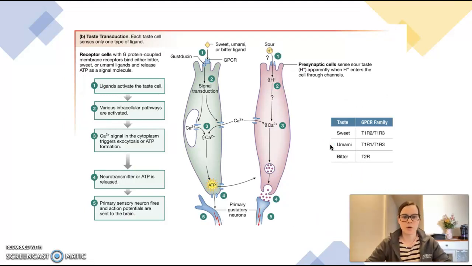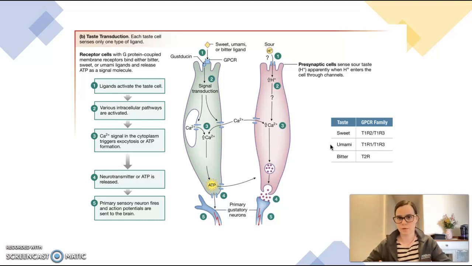We're going to have 2 different pathways. We are going to have the pathway where the ligand is going to bind to a G protein coupled membrane receptor. And then we have the other pathway where it is going to bind with a specific ion channel. We'll start with the ion channels over on the right, and that's going to be responsible for sour and salty taste.